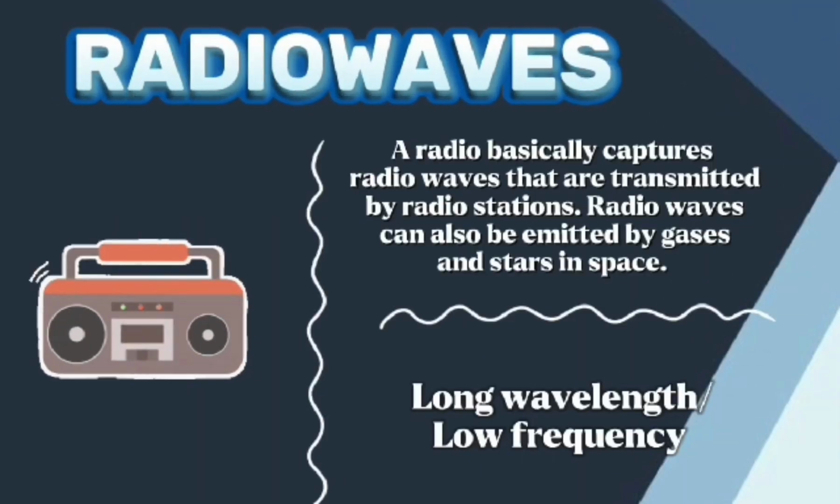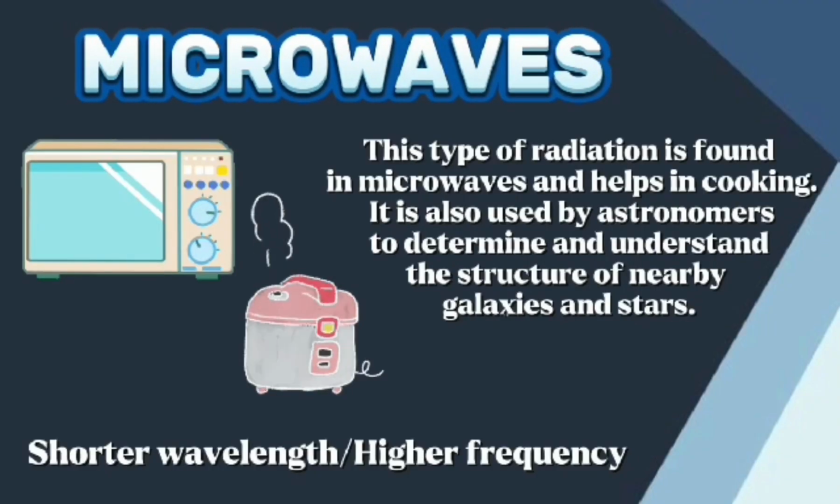Radio basically captures radio waves that are transmitted by radio stations. Radio waves can also be emitted by gas and stars in space. This type of radiation is found in microwaves and helps in cooking. It is also used by astronomers to determine and understand the structure of nearby galaxies and stars.